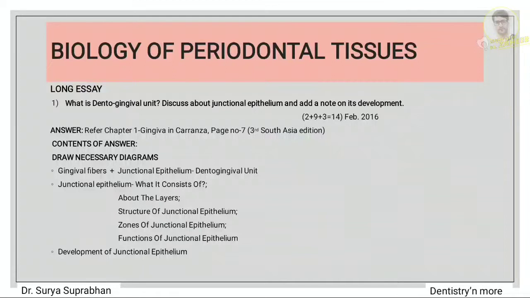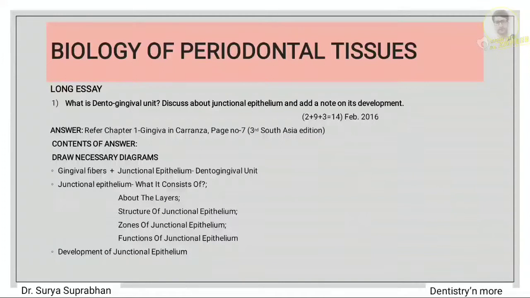Then coming to the structure of junction epithelium, in the structure you have to write how the junction epithelium is attached to the tooth, that is via the internal basal lamina, and how it is attached to connective tissue, that is with the help of the external basal lamina. Then coming to the zones of junction epithelium, there are 3 main zones. It is given in Carranza, and the uses has also been mentioned.